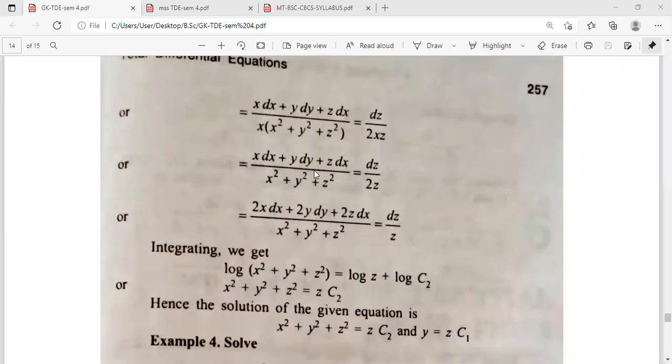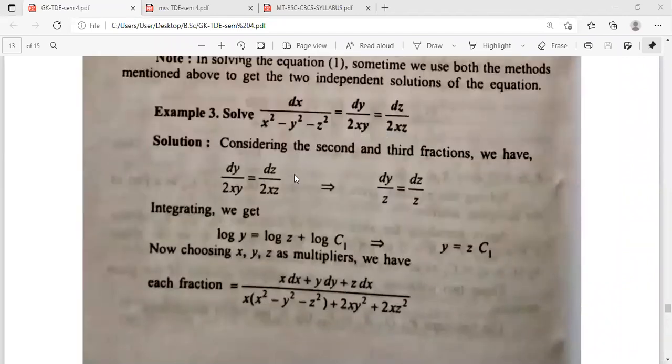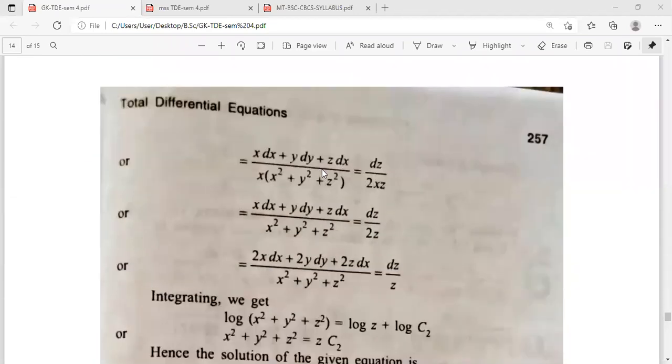Now after simplification you take any one suitable fraction. You can take dz by 2xz, or you can take dy by 2xy, or dx by 2x. You can take either of them. There is no problem here. Here they have taken dz by 2xz.